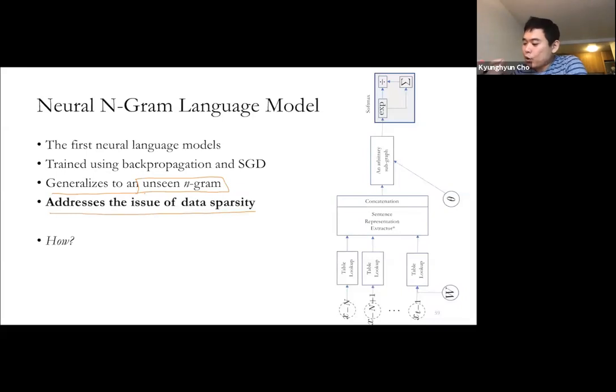The issue all comes from the fact that some of the n-grams are not observed in the training set, and the number of possible n-grams grows exponentially. On the other hand, this feedforward language model turned out to naturally generalize to unseen n-grams and gives us probabilities for the unseen n-grams that are not exactly zero, and often very, very sensible. So this addresses the issue of data sparsity. We're going to look at how it does that after answering the question from Amidu.